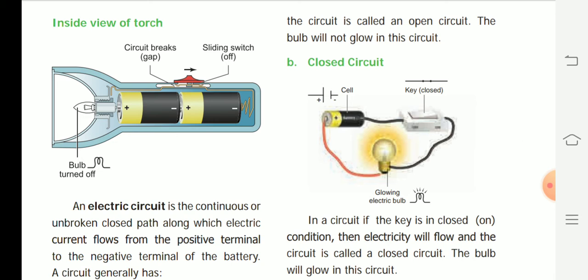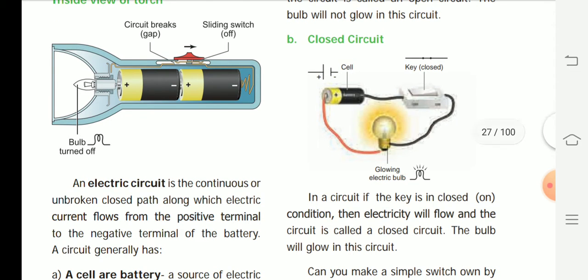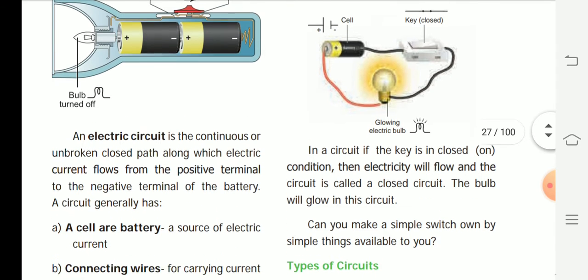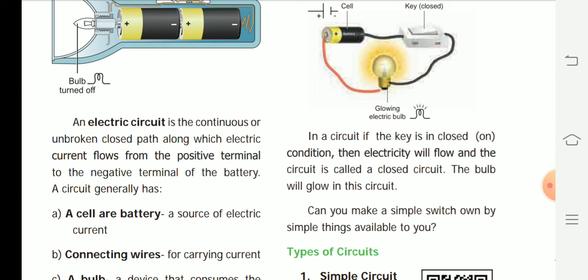Second one, closed circuit. In a circuit, the key is in closed condition. It is on. When you switch on the bulb or fan or torchlight, the electric object will be switched on. Okay, it is called a closed condition. The electricity will flow and the circuit is called a closed circuit. The bulb will glow in this circuit. There are two circuits: one is open and one is closed circuit.